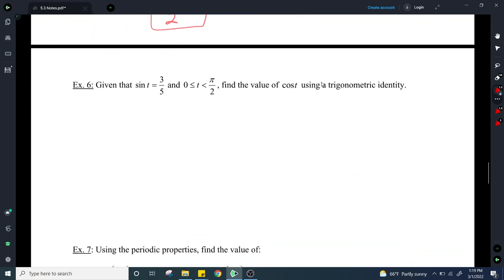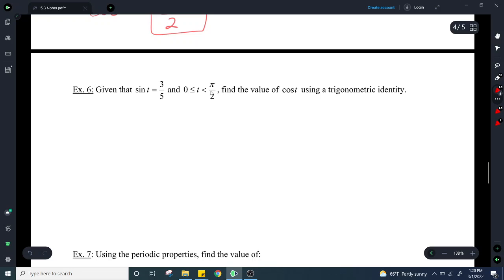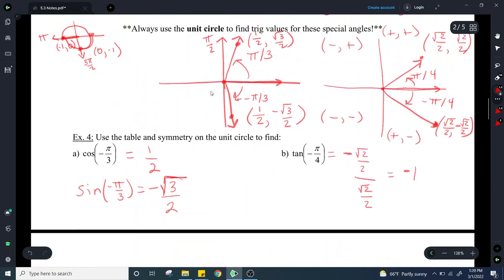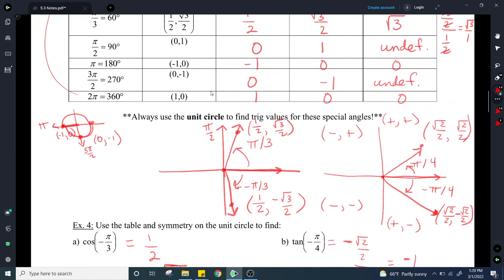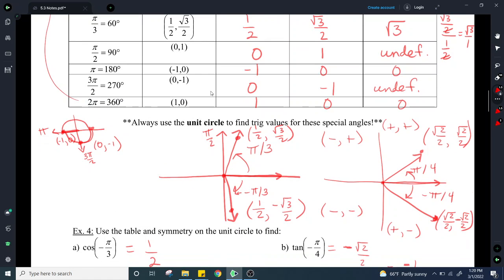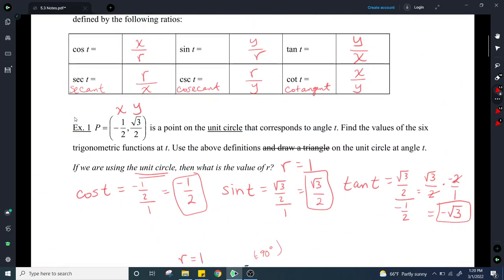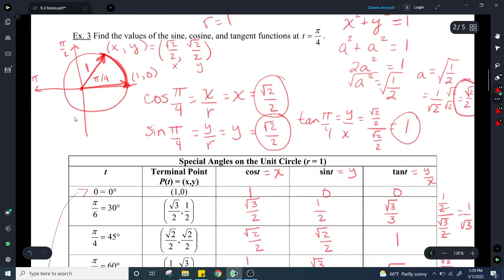Okay, number 6, it says given that sine of t equals 3/5, and they tell you that it's in the first quadrant. So how did I get that? Because they told me that t was between 0 and pi over 2. And remember in the previous video, we talked about labeling the unit circle. And remember we said that 0 was on the positive x-axis. Pi over 2 was up here where the positive y-axis would have been. Let me see if I have another picture of it here. This is kind of messy. Let me draw a picture down here so you see what I'm talking about.